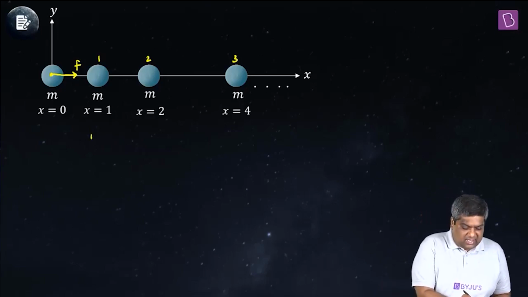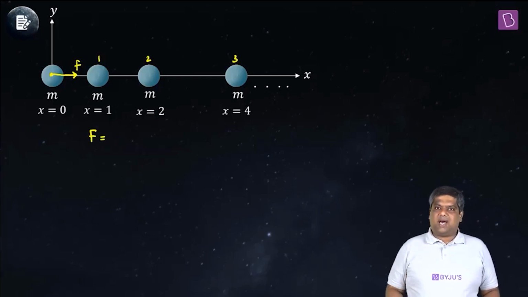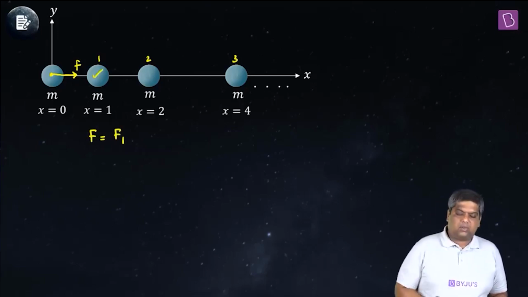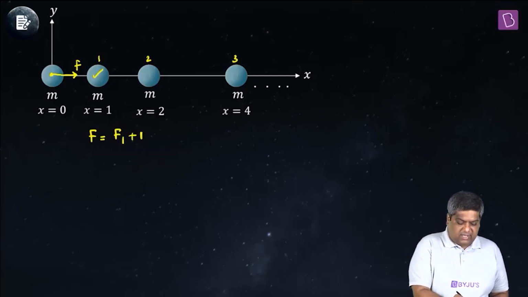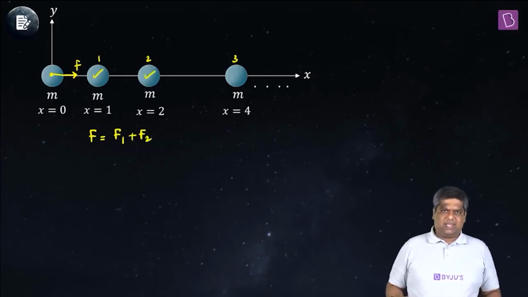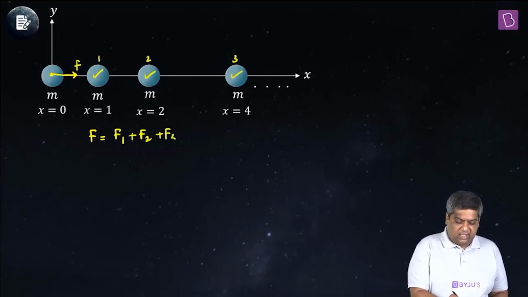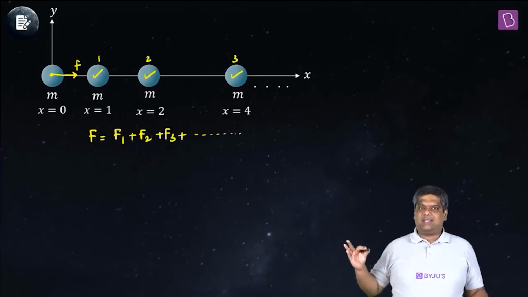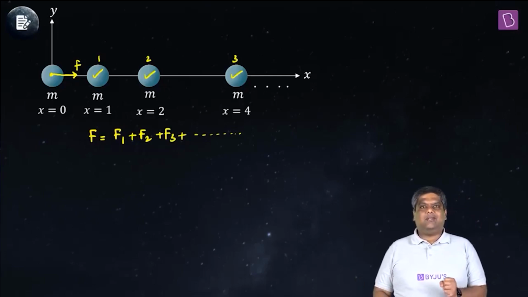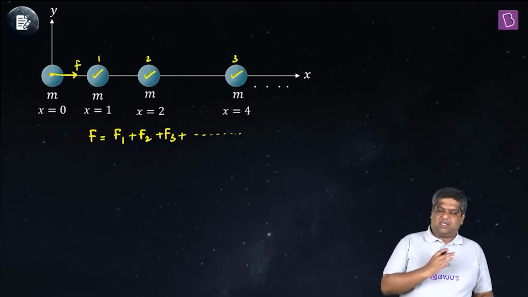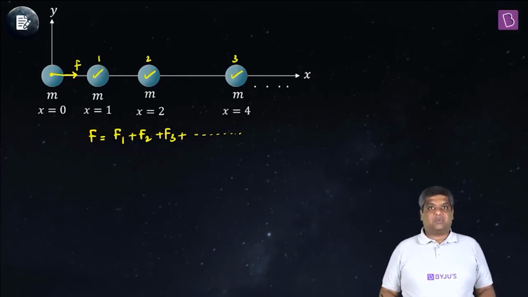So if F is the net force acting on the mass at the origin, that will be equal to F1, attraction due to 1, plus F2, attraction due to 2, which will again be to the right, plus attraction due to 3, which is F3, plus F4, and so on until the large number of masses are taken into account. Theoretically, infinite. Agreed? So there will be an infinite number of terms in this expression for the net force.